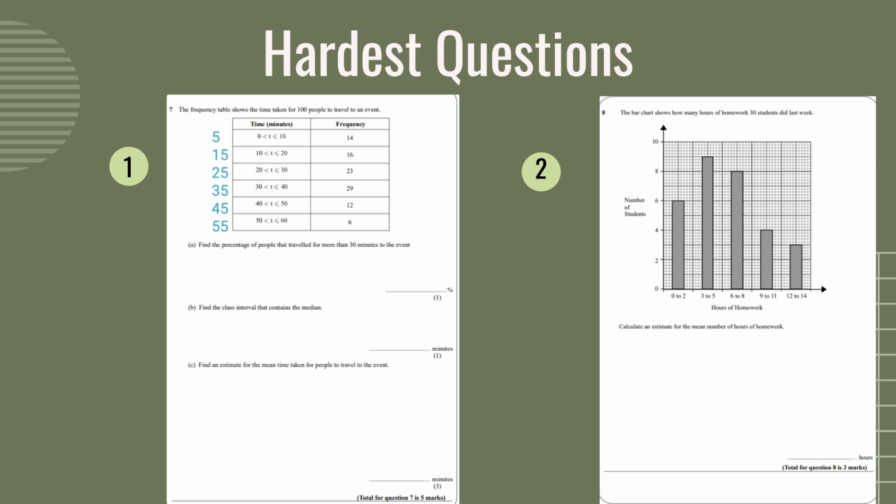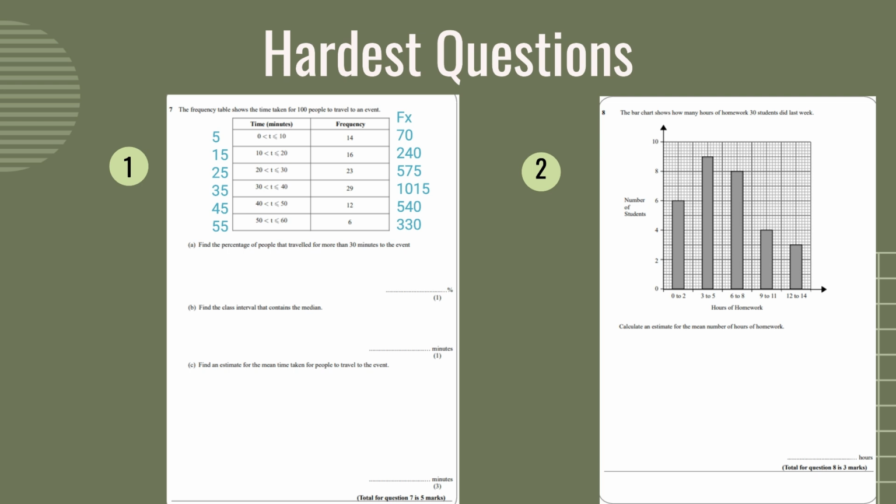So first we write down our midpoints, such as 5, 15, 25, 35, 45, 55, and our fx column of 70, 240, 575, 1015, 540, and 330. Now, part A of the question asks us to find the percentage of people that travel for more than 30 minutes to an event. Here, we only need to look at our frequency column.